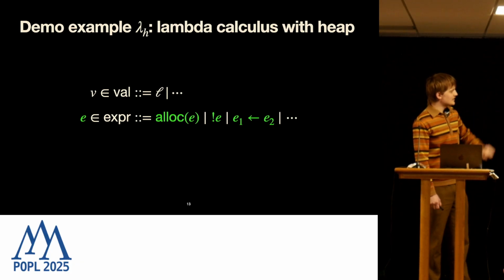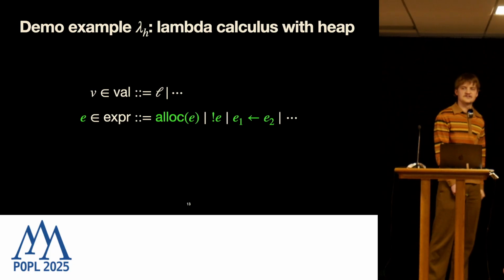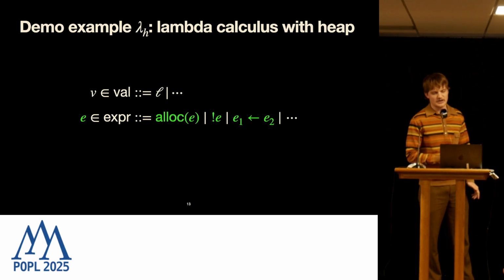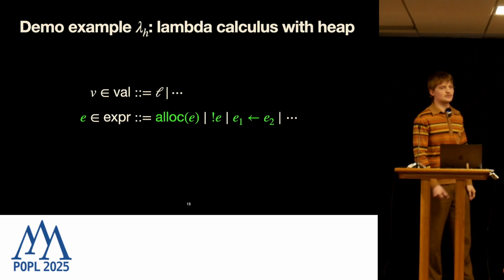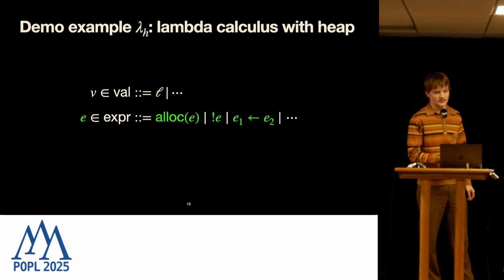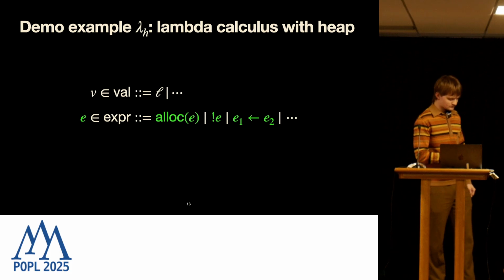For the value case, there is one new kind of value, which is values that are denoted by L. These are the locations of the language. These are locations of the heap. Then there are three new kinds of expression. One is the allocation expression, which allocates a new heap cell. Then there's a load expression, which loads from a location. And then there is a store expression, which stores at a location.